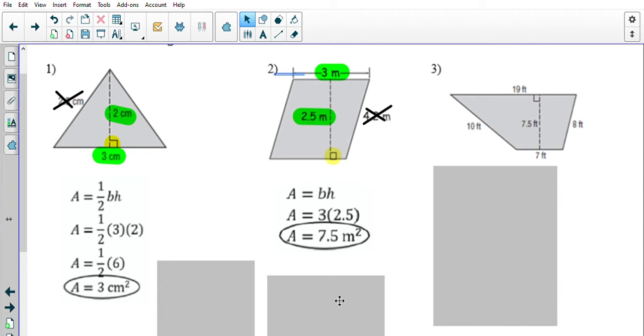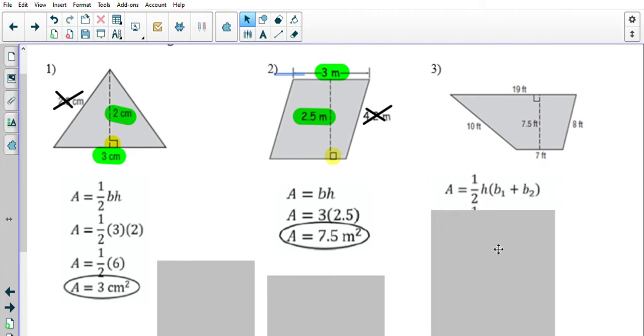All right, number 3, we've got a trapezoid here. So we're going to use the trapezoid formula. Half times the height, which again, the height intersects in a 90-degree angle. That's right here. I'll highlight it in yellow. Then we've got b sub 1 plus b sub 2. Those are the parallel sides. So my height is 7.5.